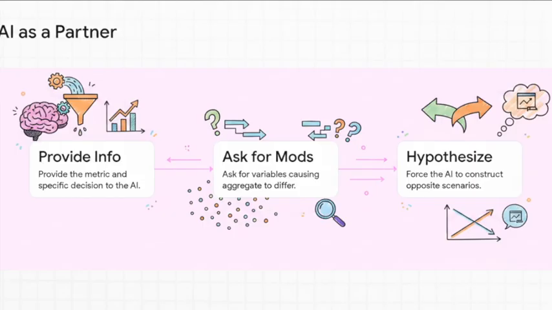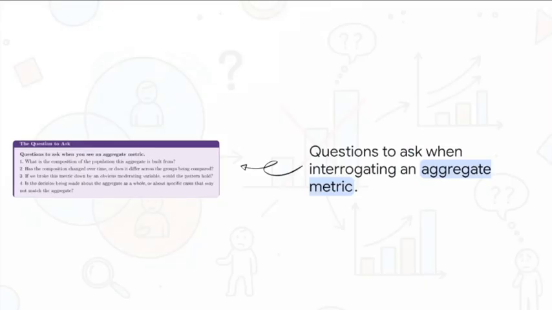First, provide the AI with the metric and the specific decision it's informing. Then, instruct it to suggest moderating variables that might cause the aggregate to differ from within-group patterns. Finally, force the AI to construct a hypothetical scenario where the aggregate and disaggregated data tell entirely opposite stories. This exercise demands a concrete evaluation of whether Simpson's paradox is operating right there in the dataset in front of you. You should rigorously interrogate any aggregate metric driving a critical decision with 4 specific questions.